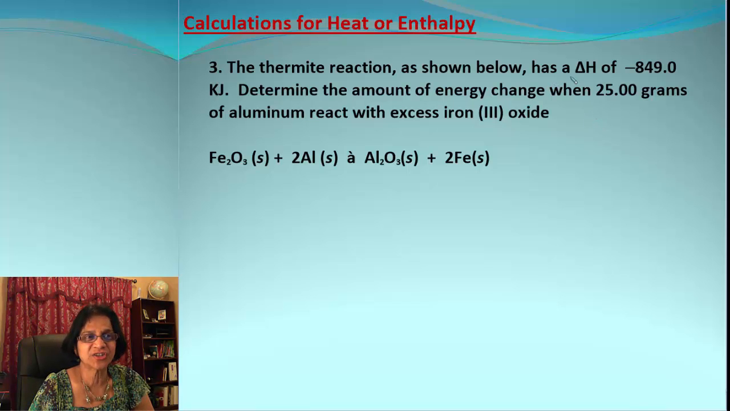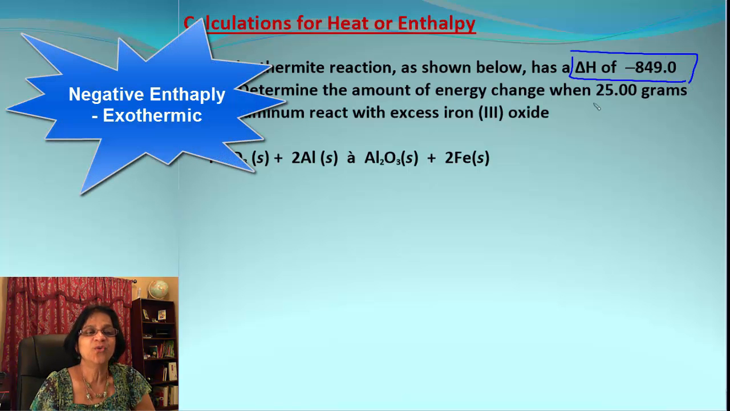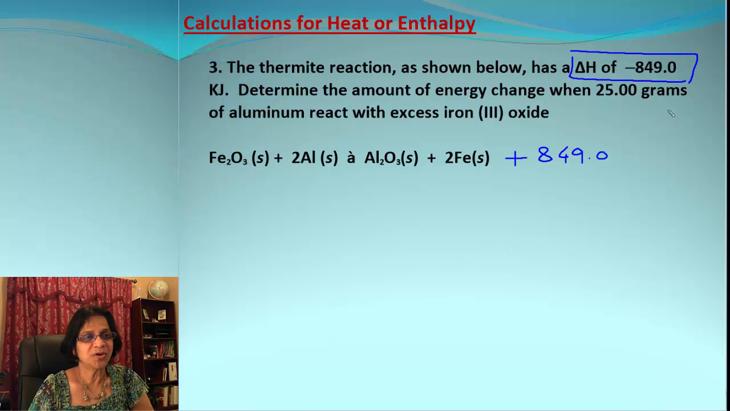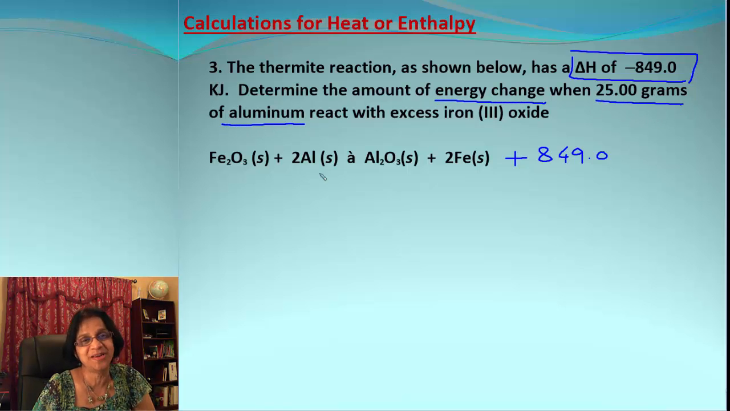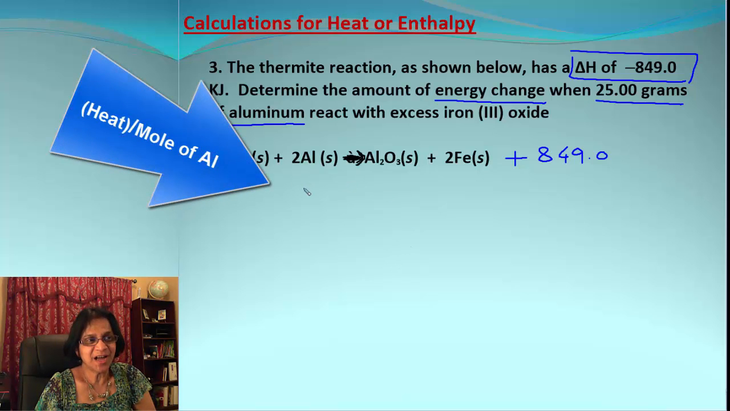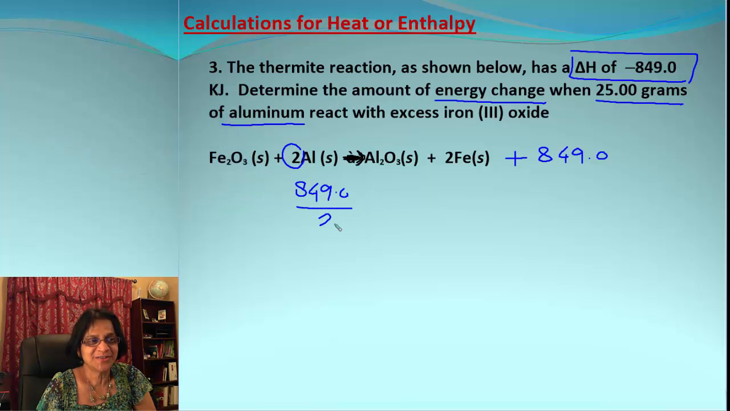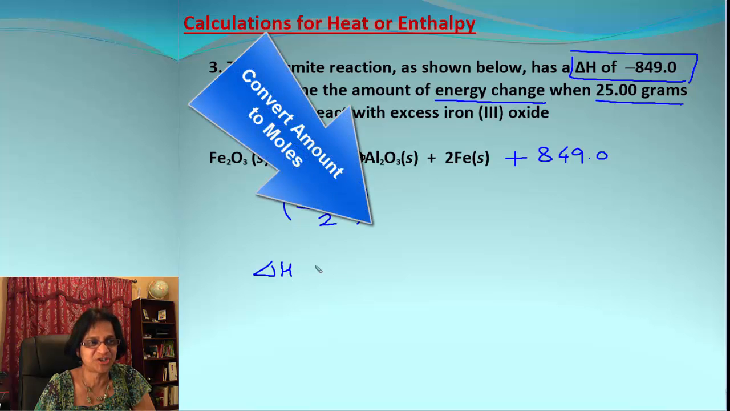Let's work on one more problem. This is the thermite reaction, and the enthalpy is given to you as negative 849, which tells you the reaction must be an exothermic reaction, and we will write it over there on the product side. So our goal is to find out the energy change when we have 25 grams of aluminum reacting. Let's first find out the amount of heat per mole of aluminum. There are 2 moles of aluminum in this balanced reaction. So the heat energy per mole will be simply 849 divided by 2.